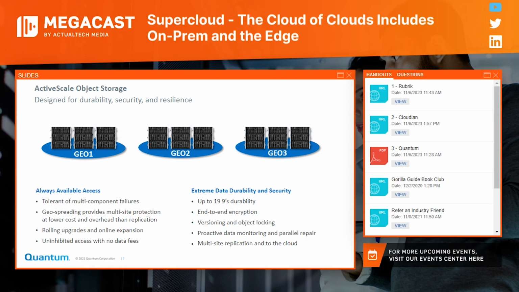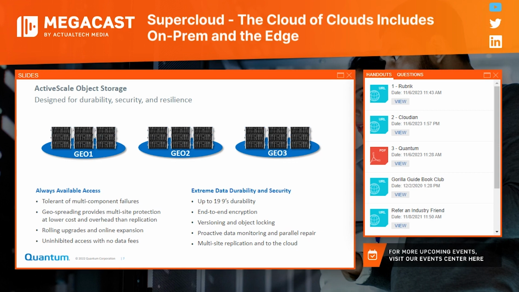And the other thing, of course, when you're building a system for deployment and use by all of your constituents in your organization, is that you want to be very focused on durability, security, and reliance. And so these are key attributes of the ActiveScale object storage system as well.